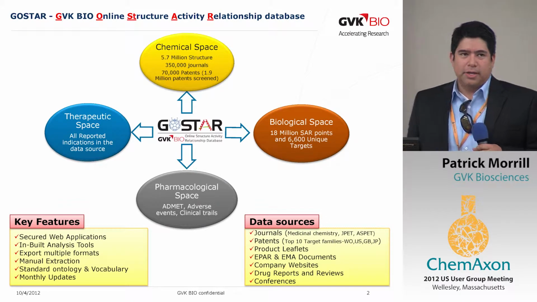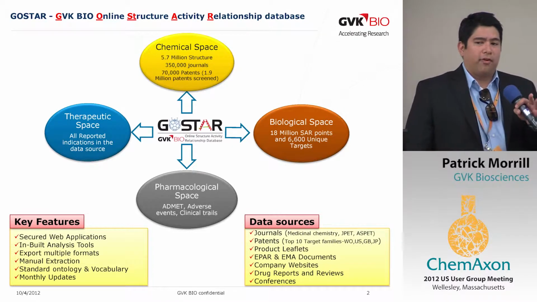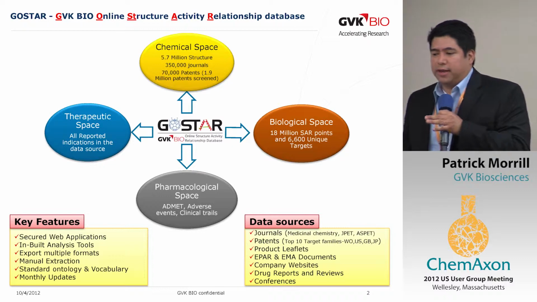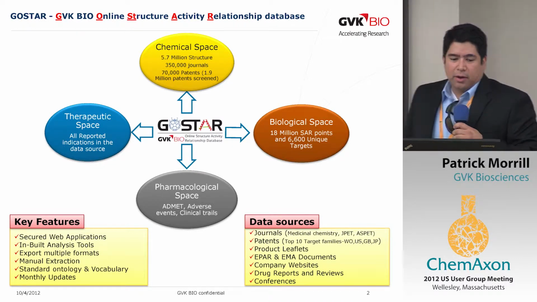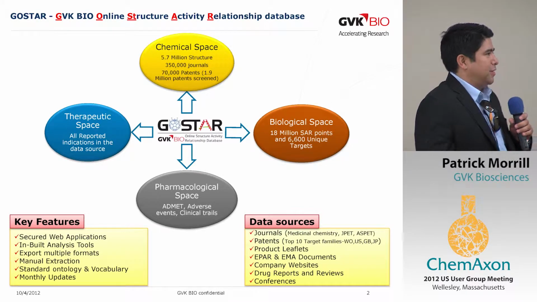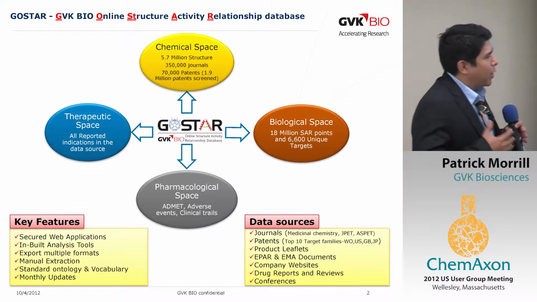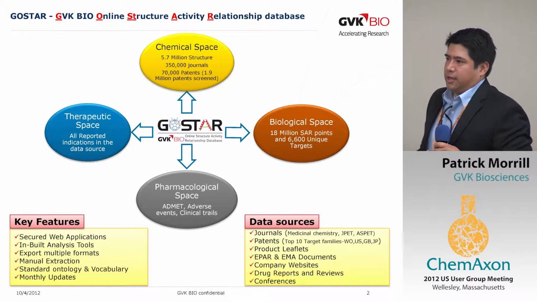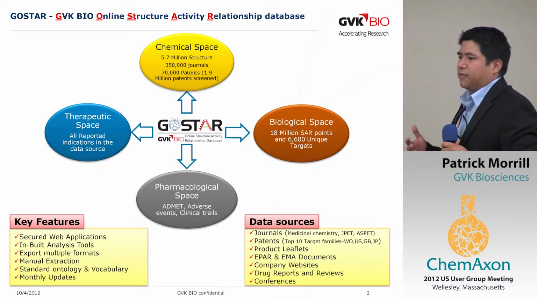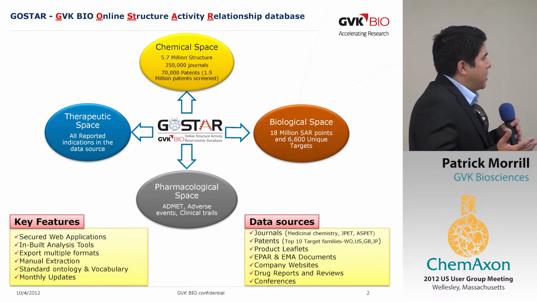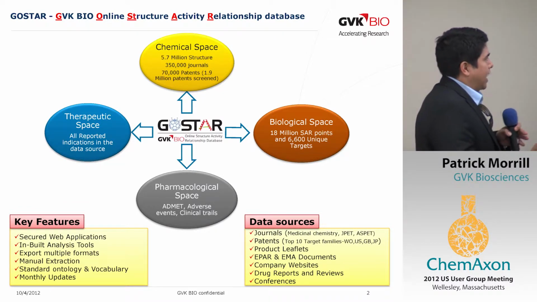Today I'm going to be focusing in on one of our biochemical database products, the GOSTAR database that you see in front of you right here. GOSTAR stands for GVK Bio Online Structure Activity Relationship Database. It combines something like 5.7 million biologically active compounds with the 18 million or so different SAR points that we have. All in all, the related ADMET and toxicology data is packaged into this database.